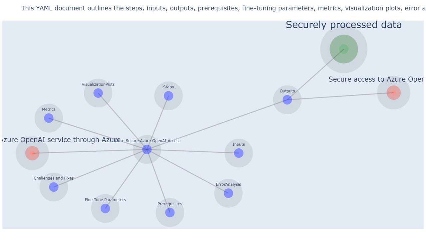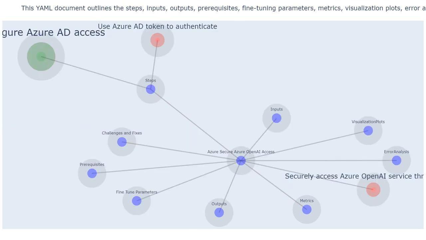to authorized personnel. Steps: configure Azure Active Directory (Azure AD) access for the Azure OpenAI service. This involves establishing a secure connection between the Azure AD environment and the Azure OpenAI service, ensuring that only authorized users and applications can access the service.